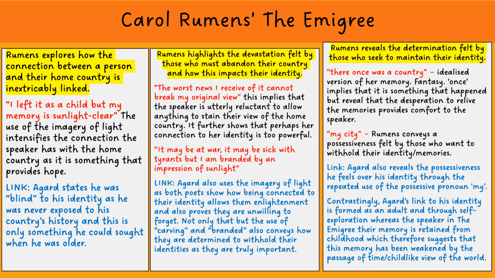Next, we're going to look at how we've got this devastation felt by people who need to abandon their country, and how that abandonment impacts their identity. First quotation we're going to look at is, "The worst news I receive of it cannot break my original view." Okay, and what we've got here is this implication that the speaker is completely reluctant to allow anything to stain or taint their view of their home country. And it shows that her connection to her identity is too powerful, and therefore it is impossible to break.